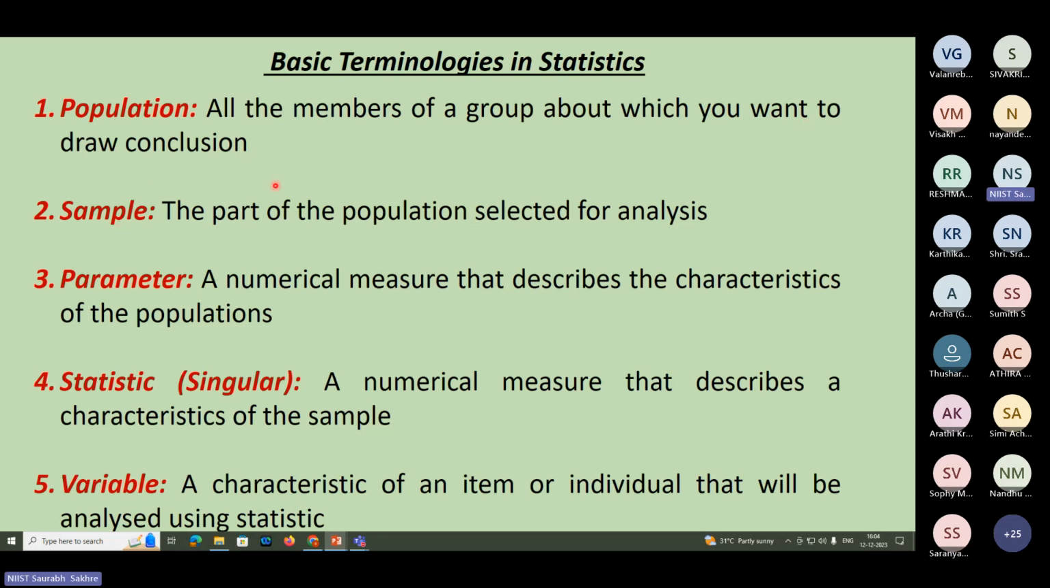Second one is sample. Sample is what? It is a part of the population under consideration. Okay, so sample is what? The part of the population selected for statistical analysis.